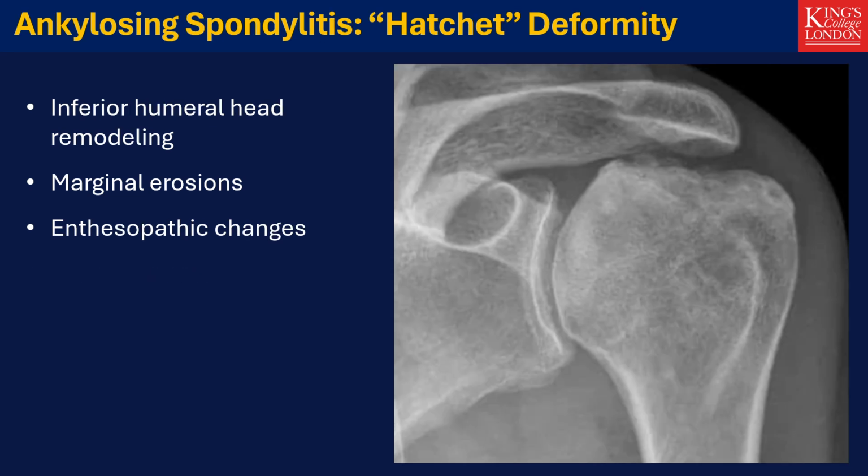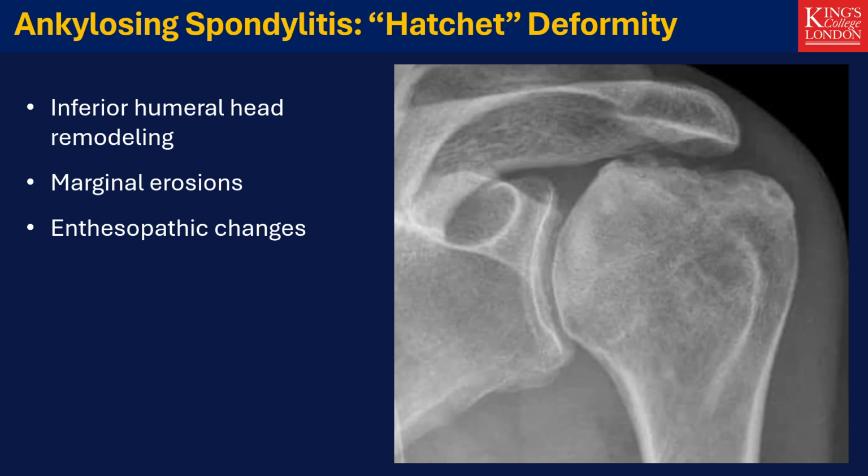In ankylosing spondylitis, superolateral humeral head remodeling produces a sharpened contour, sometimes described as a hatchet appearance. Unlike primary osteoarthritis, large inferior osteophytes are not dominant. The contour change reflects inflammatory erosion and remodeling rather than osteophyte formation.